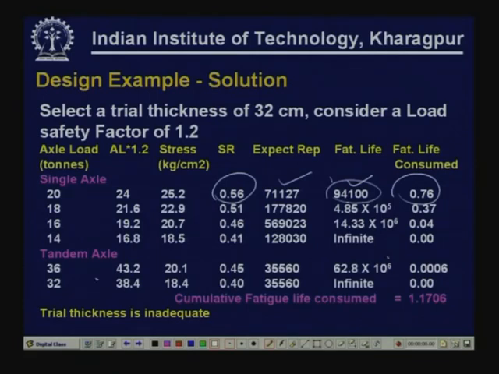The fatigue life consumed is also worked out for tandem axle load groups. For loads less than 32 tandem axle loads, it is not worked out because at 32 itself the fatigue life is coming out to be infinite. The cumulative fatigue life consumed is about 1.1706. Obviously, the thickness is inadequate.